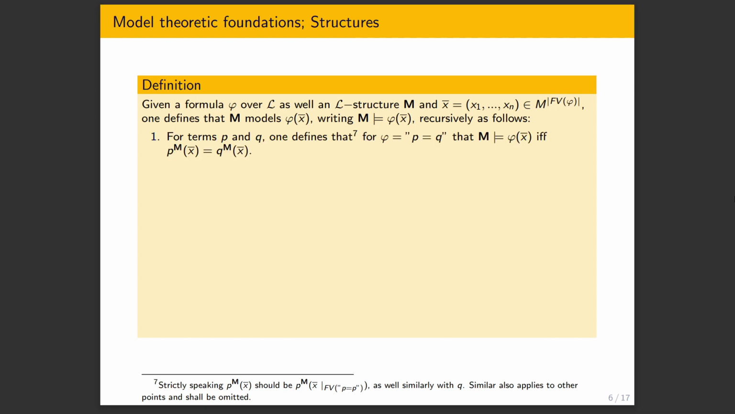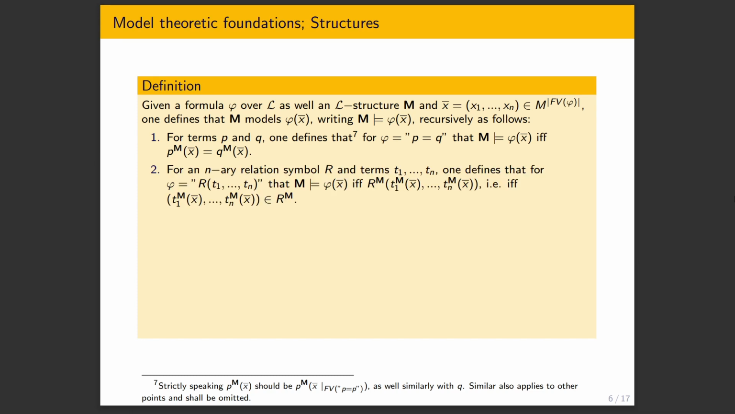First of all, if the formula is the equality of two terms, then we say the structure models the formula evaluated at x whenever the terms evaluated at x, interpreted in the structure, are equal. So say p is 1 times x and q is x, those are two terms over the language from our example, then the real numbers with multiplication as the multiplication symbol and 1 as the constant indeed models that 1 times x equals x, which is a formula in one free variable over the language.